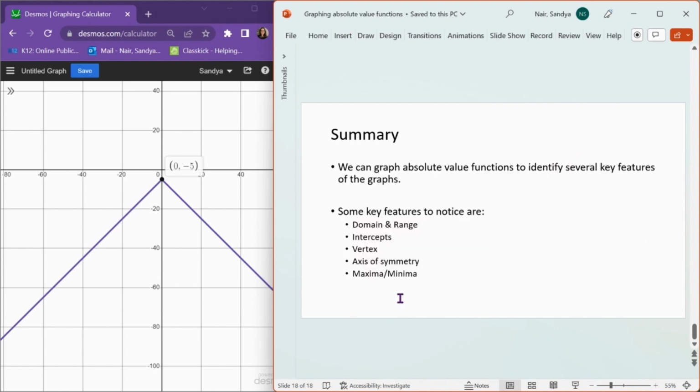Okay, so we can graph absolute value functions to identify several key features of the graphs. Some of the key features you want to pay attention to are the domain and range, intercepts, the vertex, the axis of symmetry, and any maxima or minima.